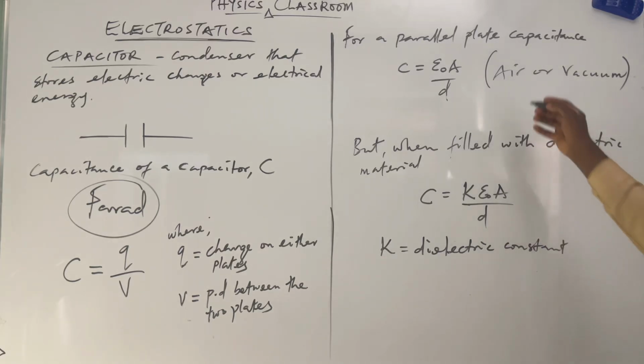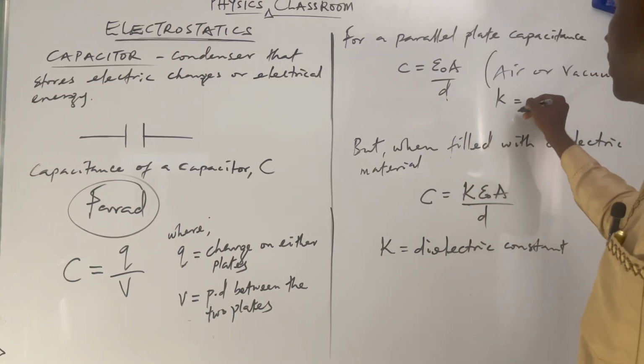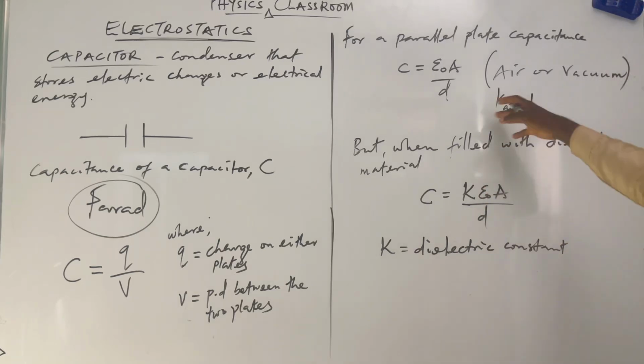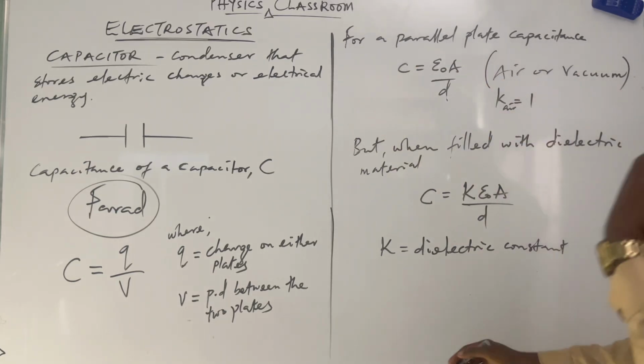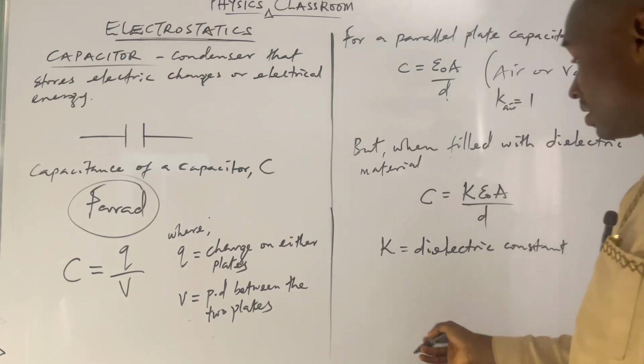You know, the dielectric constant for air is 1. It's more or less insignificant here. That was the reason why we did not put K. But let me just give you some basic dielectric constants.